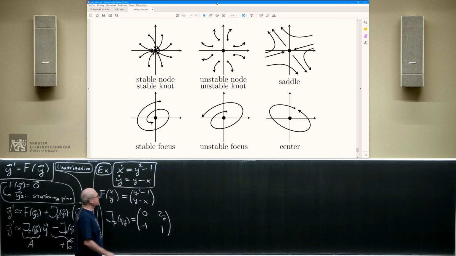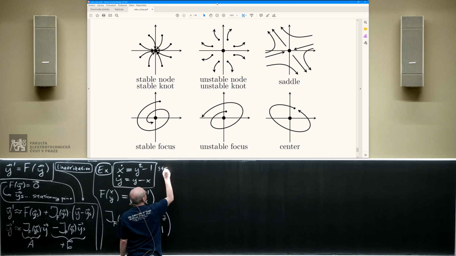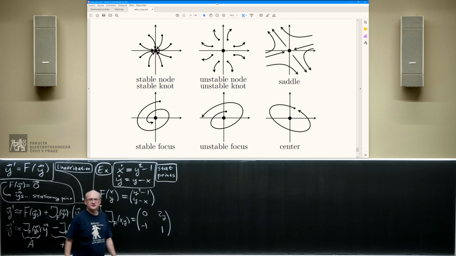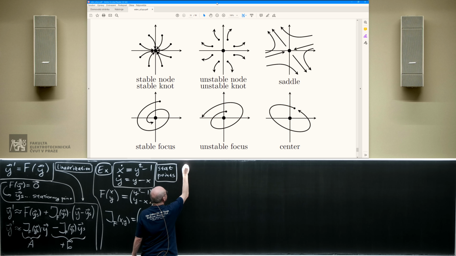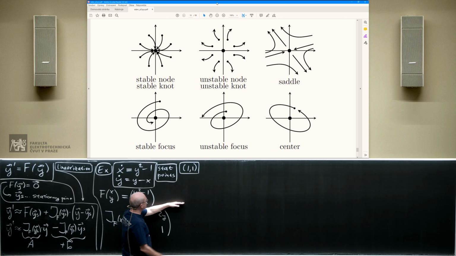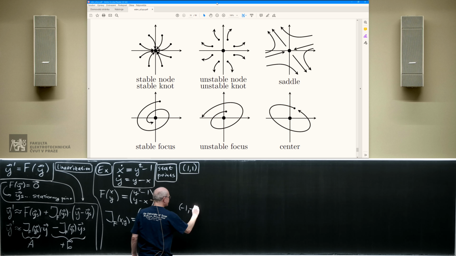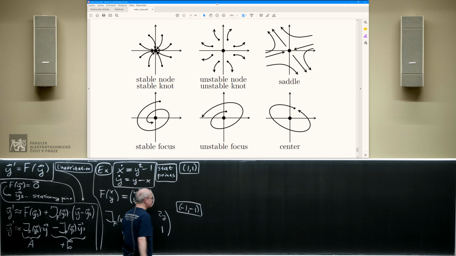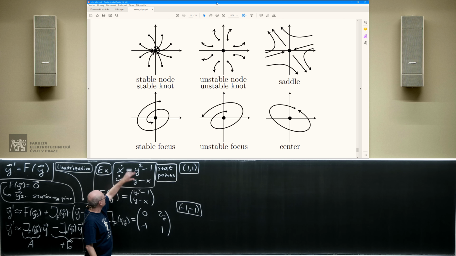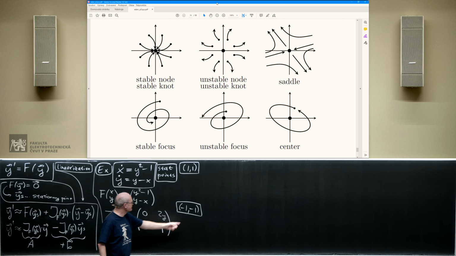Now, let's have a look at stationary points. If you remember, we had two stationary points, the point (1, 1) and the point (-1, -1). And if you want, you can try it again. You make this one equal to 0, and you get 1, -1 for y, and then you make this one 0, and you find that x is the same as y.